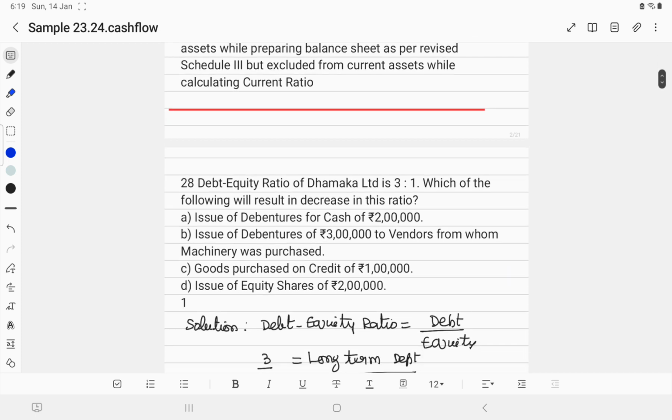Question number 28. Debt equity ratio of Dhamaka Limited is 3:1. Which of the following will result in decrease in this ratio? A. Issue of debentures for cash of 2 lakhs. B. Issue of debentures of 3 lakhs to vendors from whom machinery was purchased. C. Goods purchased on credit of rupees 1 lakh. D. Issue of equity shares of 2 lakhs.